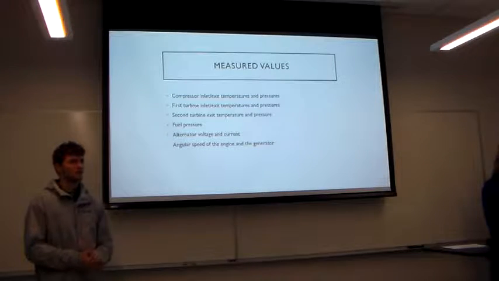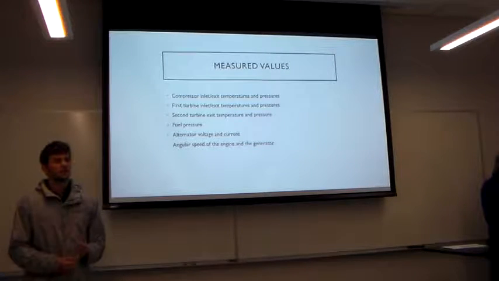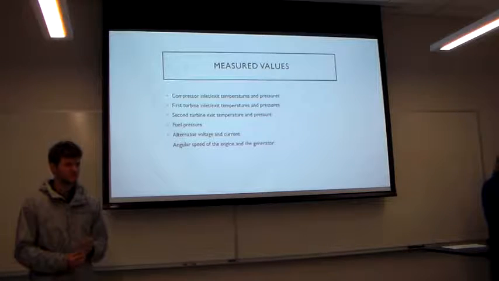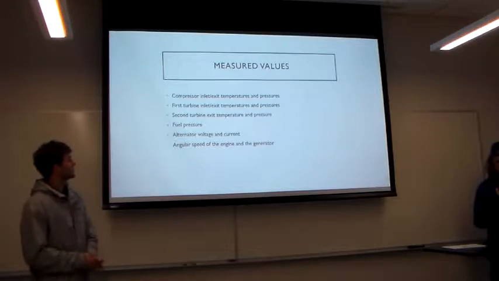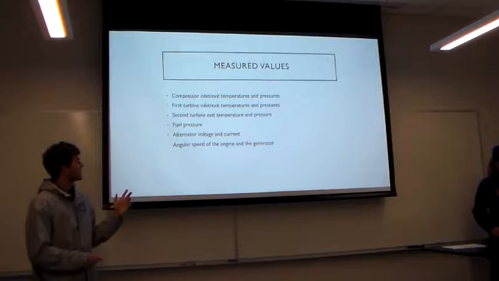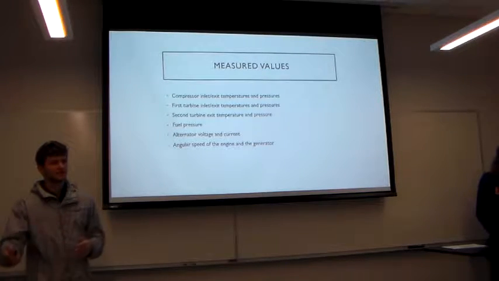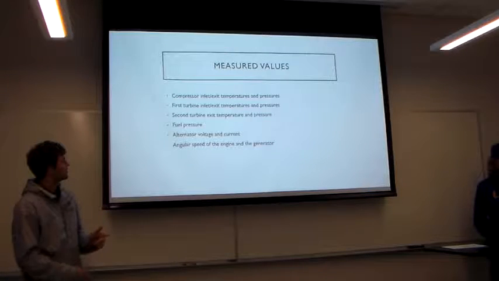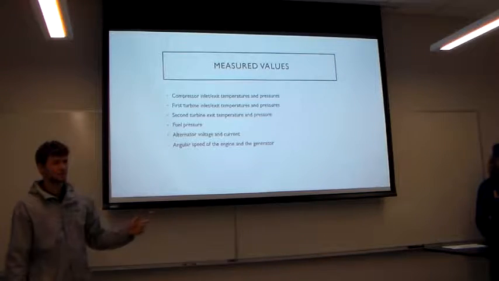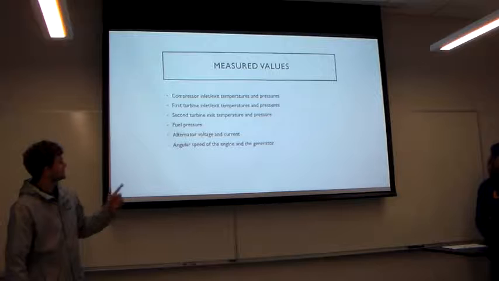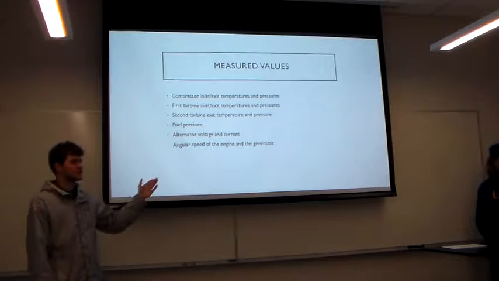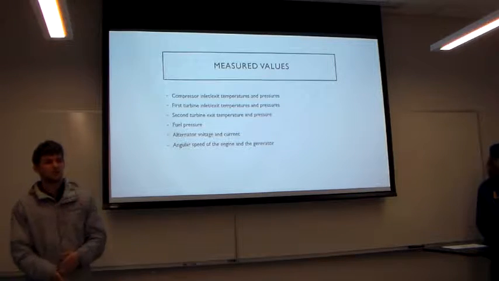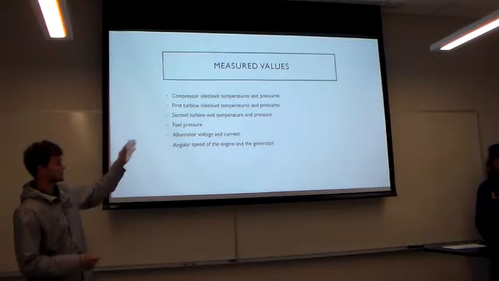All right, so like I said before, this apparatus has a lot of built-in pressure sensors, temperature sensors, probes, all that. So we can get pressure and temperature at the inlet and exit of the compressor. Similarly with the first and second turbine. It does not say here that we can get the inlet conditions of the second turbine. That's because it corresponds to the exit temperature and pressure of the first turbine.